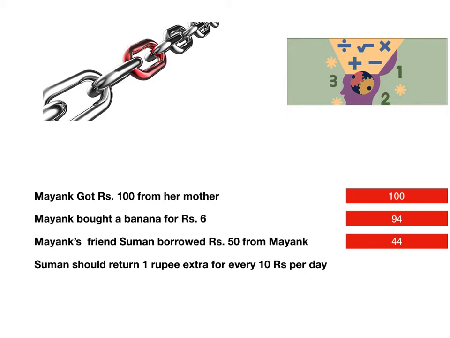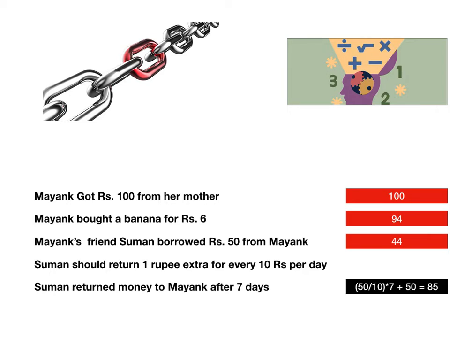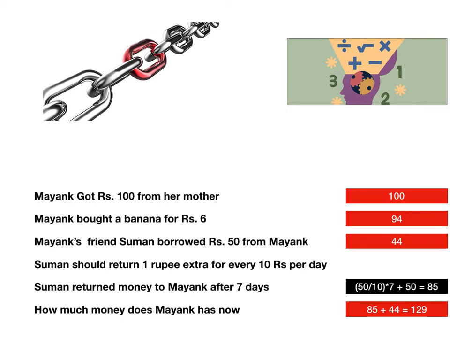Now there was an agreement between Suman and Mayank that Suman would return 1 rupee extra for every 10 rupees per day of delay in the return. He returned the money to Mayank after 7 days. So in total he returned 50 divided by 10 multiplied by 7, because there was a delay of 7 days, plus the original amount that he borrowed, so 85 rupees. In total, Mayank got 85 plus 44, which is equal to 129. And we'll now see how we can do it with the help of computers.